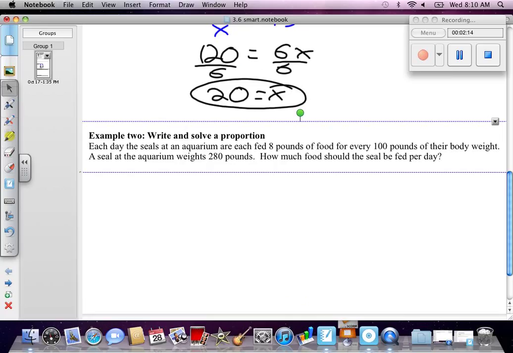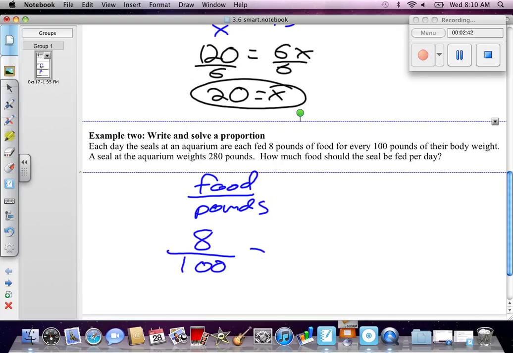Each day, the seals at an aquarium are each fed 8 pounds of food for every 100 pounds of their body weight. A seal at the aquarium weighs 280 pounds. How much food should the seal be fed per day? So let's do food over pounds. So I'm going to do 8 pounds of food for 100 pounds of body weight equals x amount of food over 280 pounds of body weight.